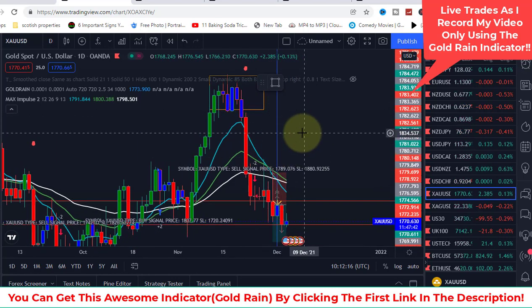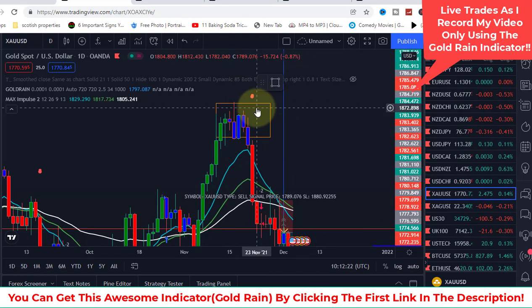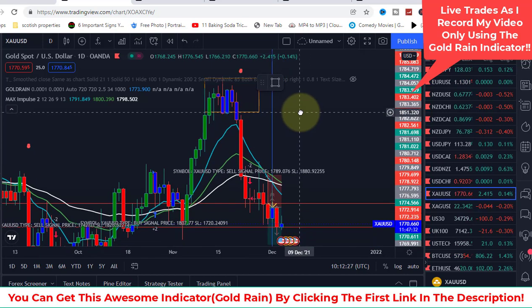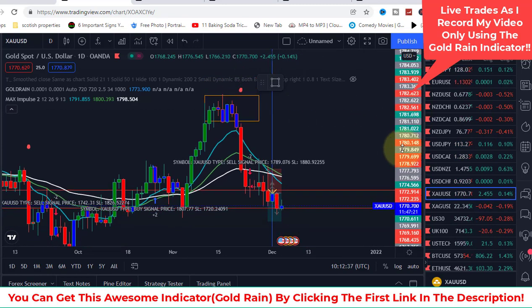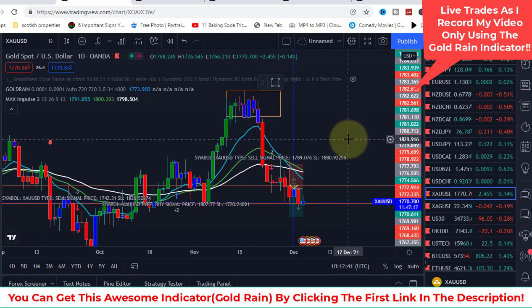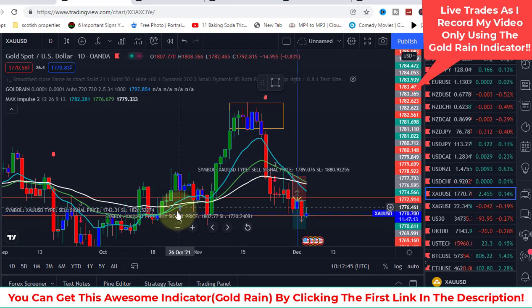It's not like crappy free indicators, where the signals pop up as you go along. No, it's not like that. That's the difference between this paid amazing indicator, Gold Rain it's called, versus the other indicators, guys. This is the best indicator I ever seen and I ever used. So I do highly recommend you to try it out, and it's gonna help you a lot with your trading experience, guys.